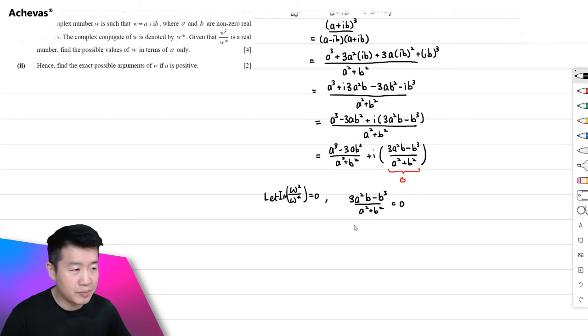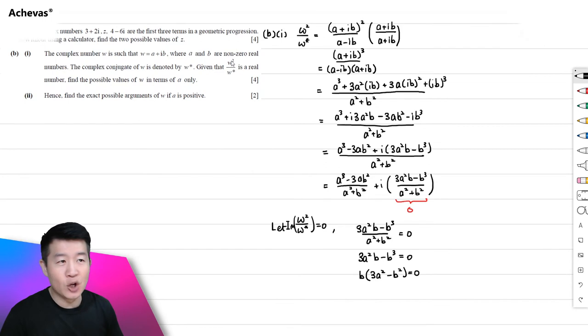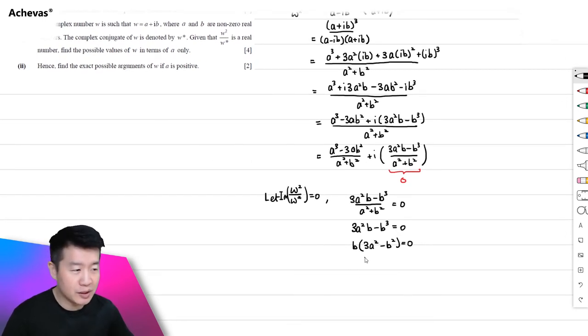And if I were to cross multiply, I will have 3a squared b minus b to the power of 3, this is equal to 0. We can definitely factorize out b, which gives me b times 3a squared minus b squared, this is equal to 0. And according to the question, we are supposed to write w in terms of a. So b cannot be equal to 0 because the question did mention to us that b is a non-zero real number. So if b cannot be equal to 0, that means 3a squared minus b squared must be equal to 0. So b squared is going to be equal to this 3a squared. So b is going to be equal to plus or minus square root of 3 times a.